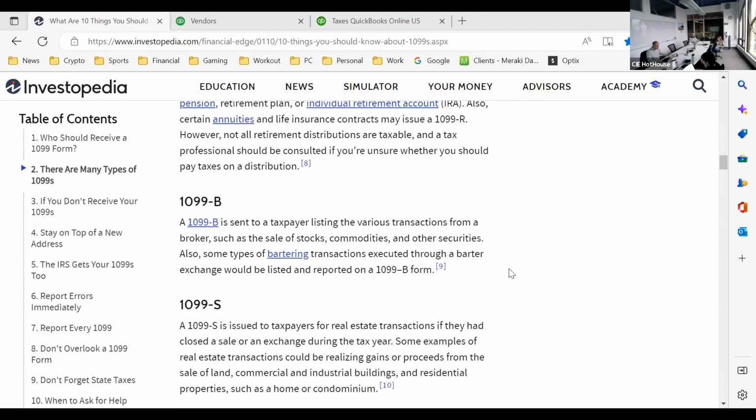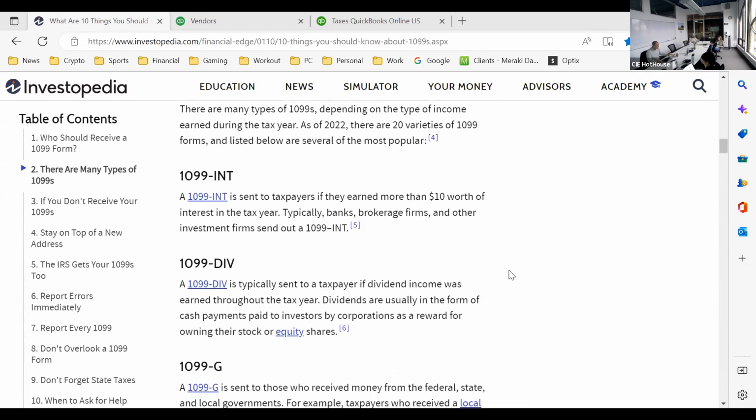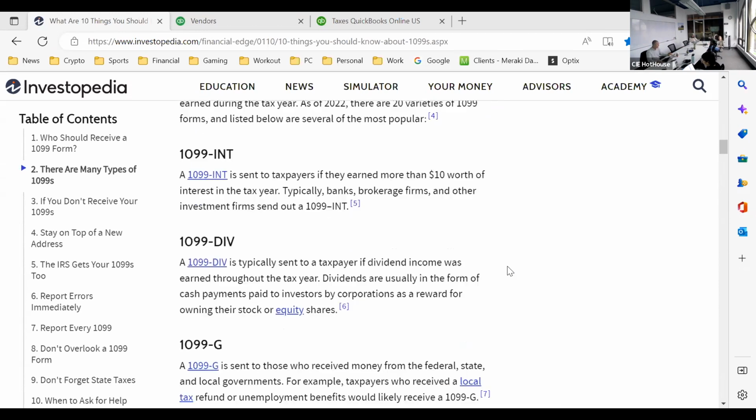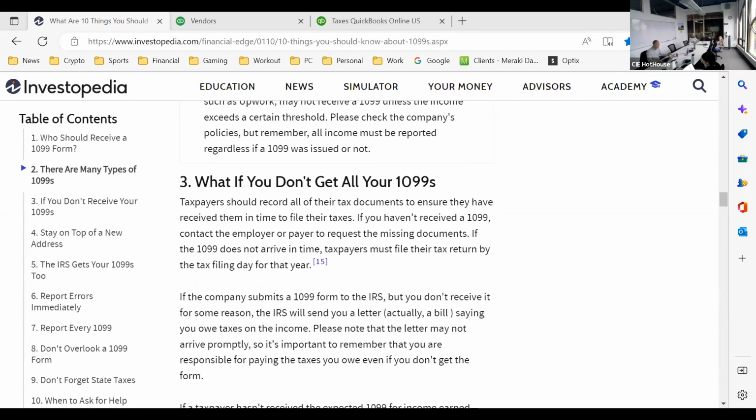Let's talk about the $600 worth of service benchmark line, right? None of your vendors that you've dealt with throughout the year fall below that $600 benchmark worth of either products or service. And I asked the question because that is the cutoff.